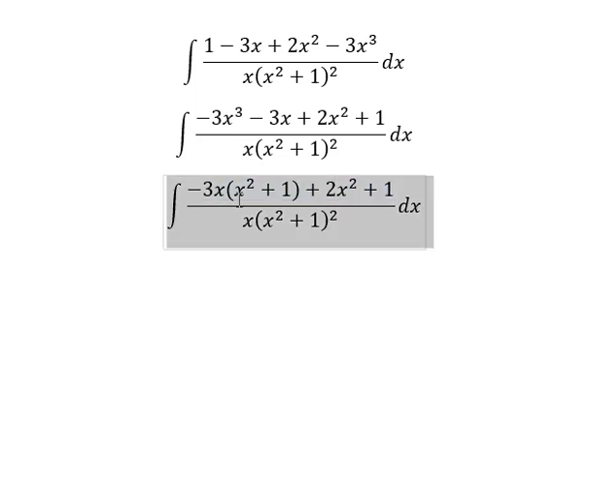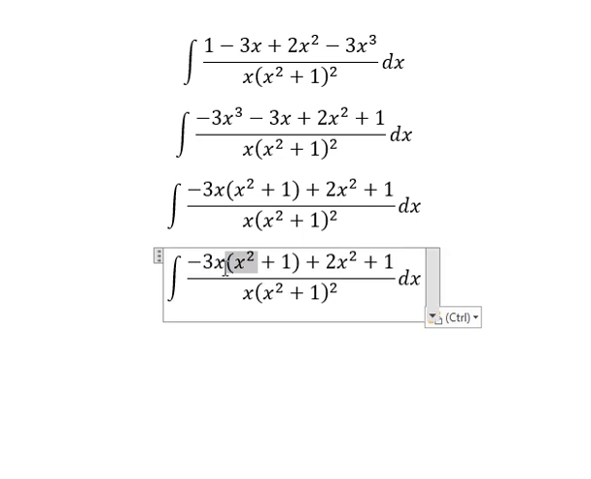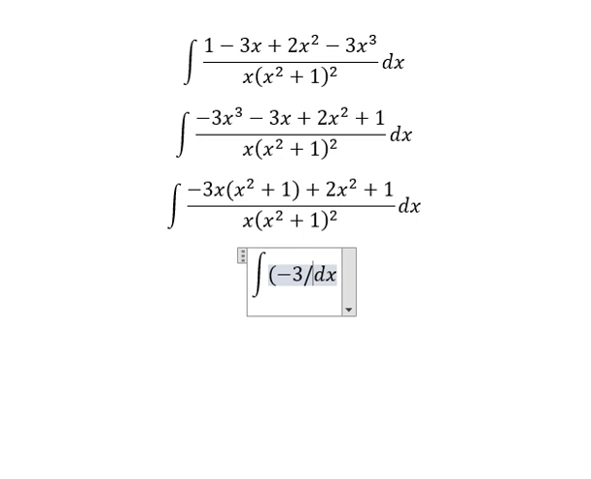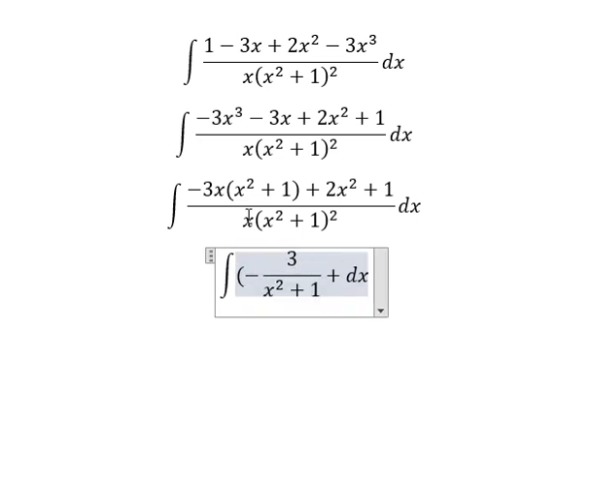So we can see that this one divided by this one, we just have only negative 3 over x squared plus 1, because this is power number 2, this is power number 1. That's why we have negative 3 over x squared plus 1. Now let's go to the second one.